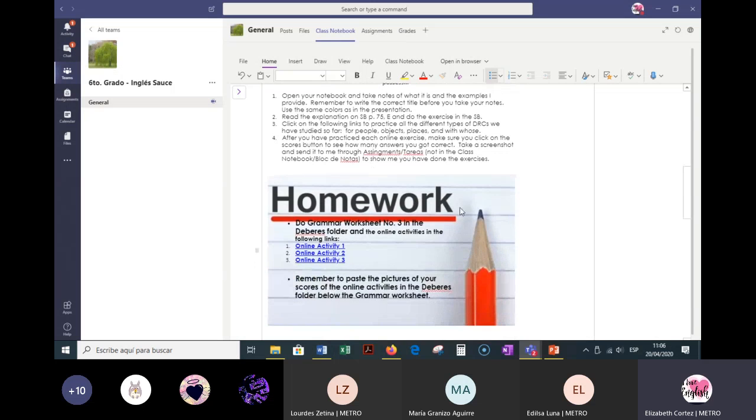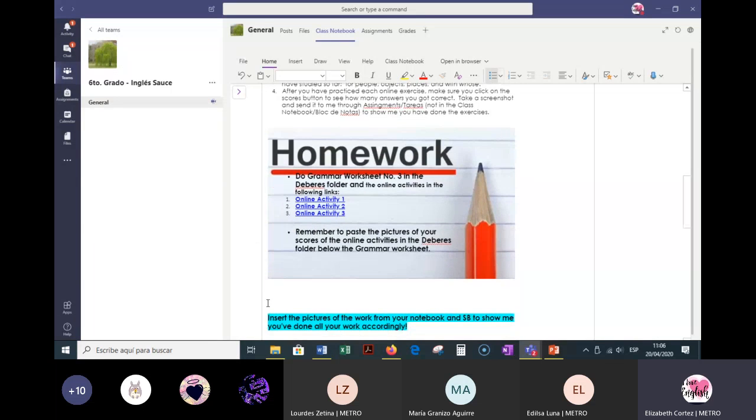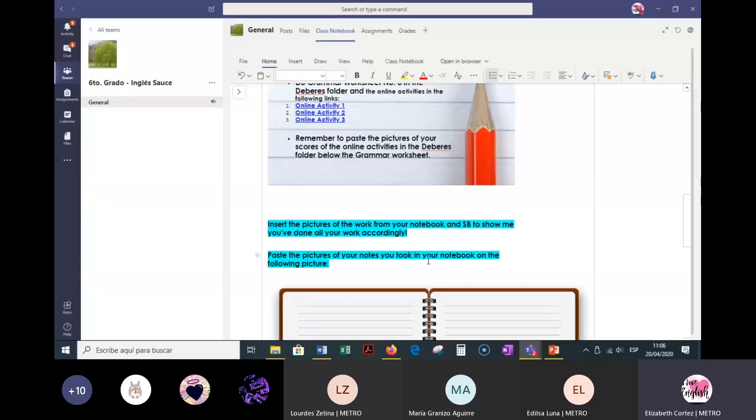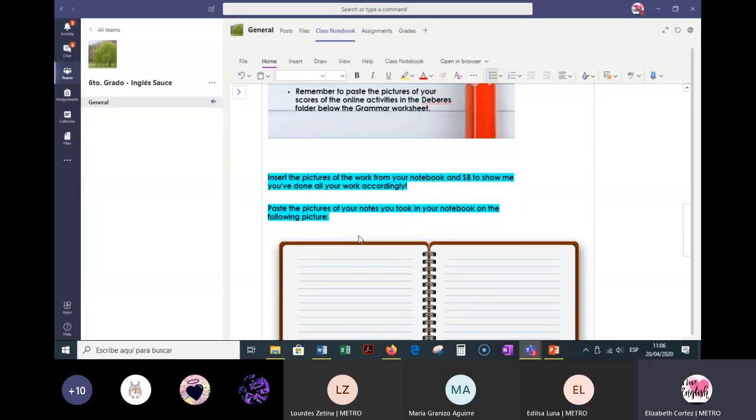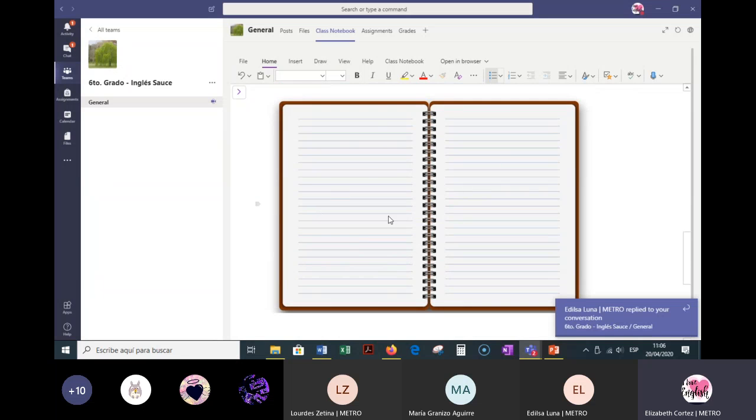And just like you copy in your agenda, I inserted here the homework, but where are you going to do the homework? In the Deberes file. And remember how some of you have sent me pictures of the notebook when you do dictations or the student book? Now I want them here. So this is your notebook.